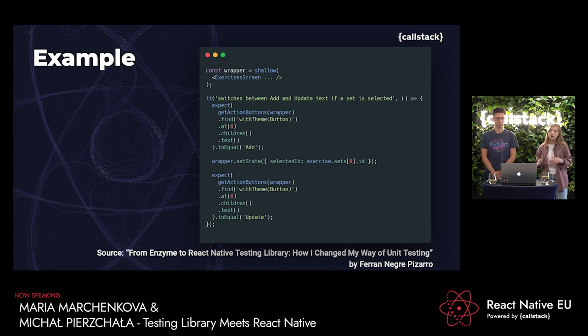We will see how accessing elements looks with shallow rendering. And you can already see that to access only one element, we have to use a long path of methods. We start by looking for action buttons and finding the needed element. As we have multiple buttons, we have to use the at method to get the first one. And the last step is to get the text value of the children.